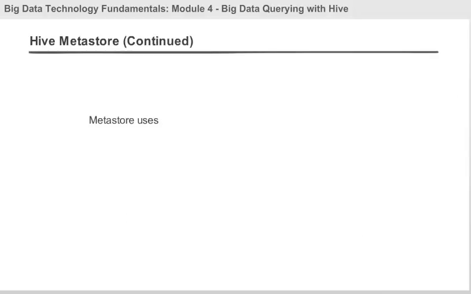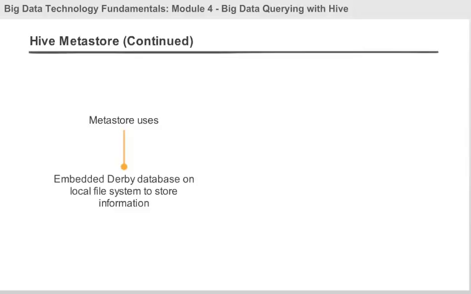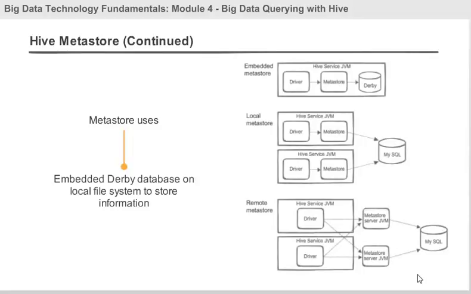By default, the Metastore uses an embedded Derby database on the local file system to store the information. The Derby database is included in the Hive distribution. We can also create a Metastore using any RDBMS and can give different user access to Hive table details through the RDBMS. In the diagram, we can see three kinds of metadata storage. Data stored in the Derby database can support only one active user at a time and is not certified for production use.